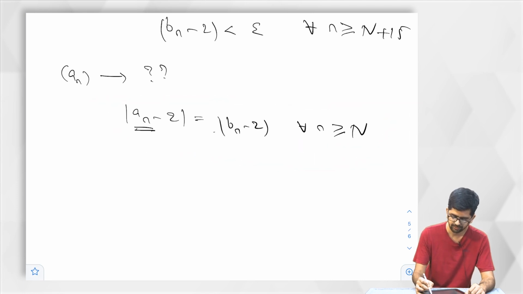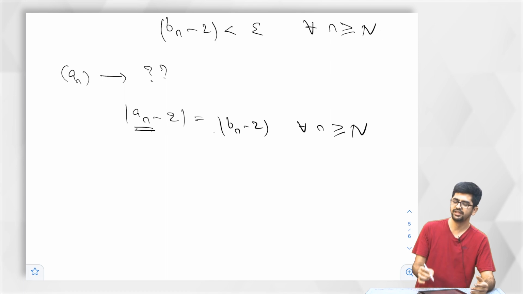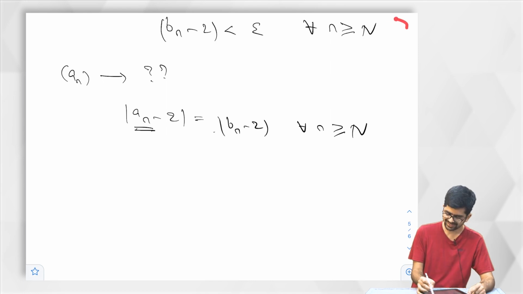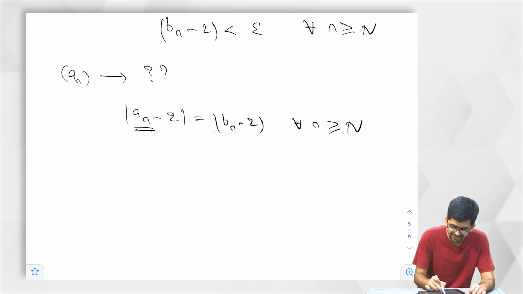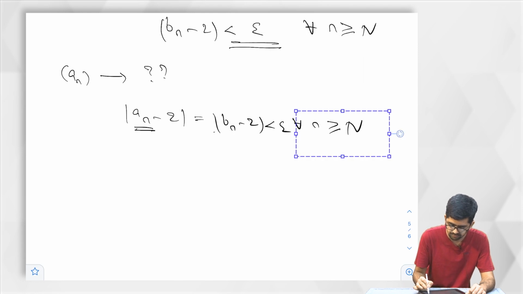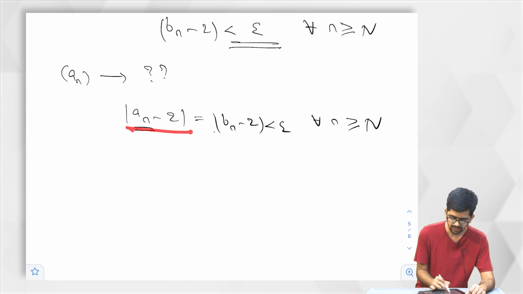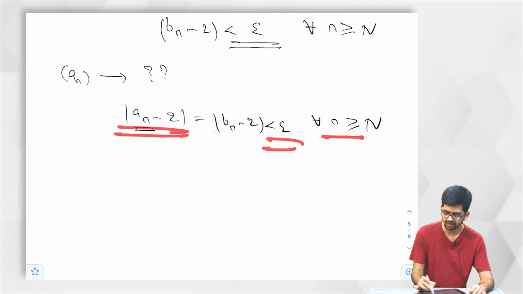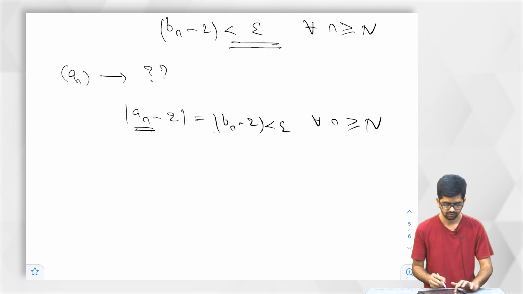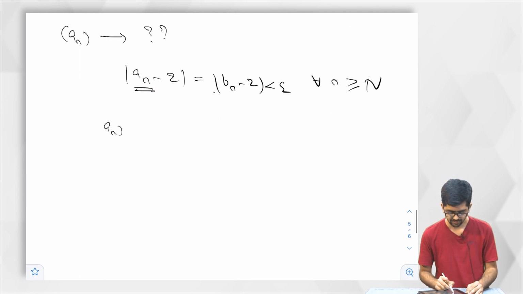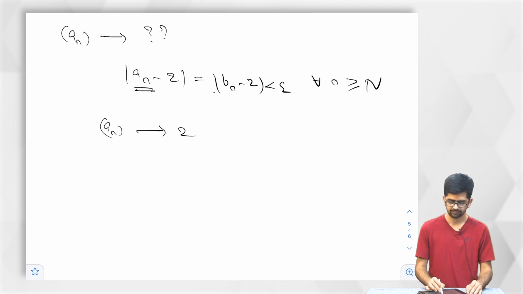So let me remove this. Here we are already assuming N is greater than 15. If it is not, just change this to N plus 15. That does not really make any difference. So now this is less than epsilon. So one can simply write here that An minus 2 has an approximation less than epsilon for every n greater than this. So this says An converges to 2.